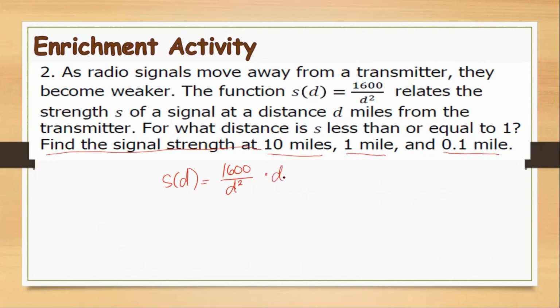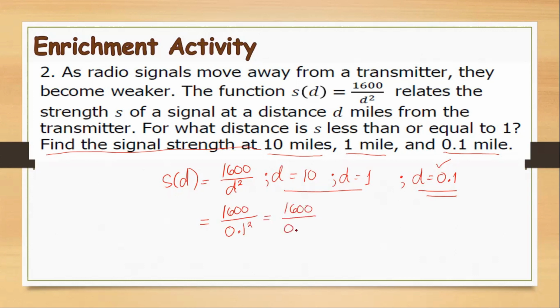Let's try to solve for distance equals 10 miles, distance equals 1 mile, and also distance equals 0.01 mile. So let's try to substitute this one. I will answer this and you are going to answer this one. Okay, so that is 1,600 over 0.1 squared. And that is equal to 1,600 divided by 0.1 times 0.1 is 0.01. And 1,600 divided by 0.01, the answer will be 160,000.